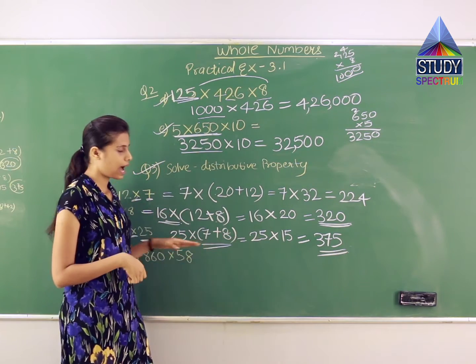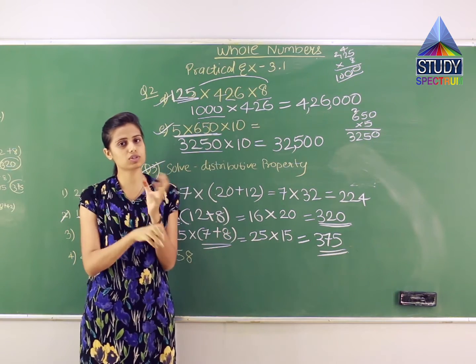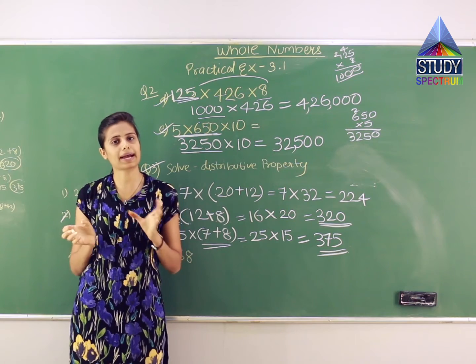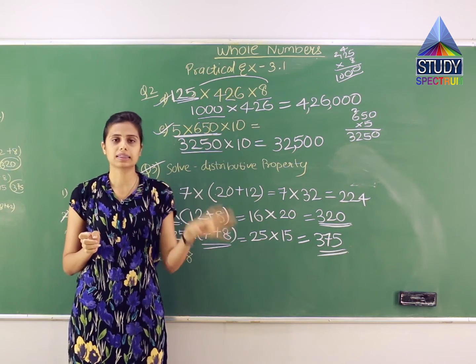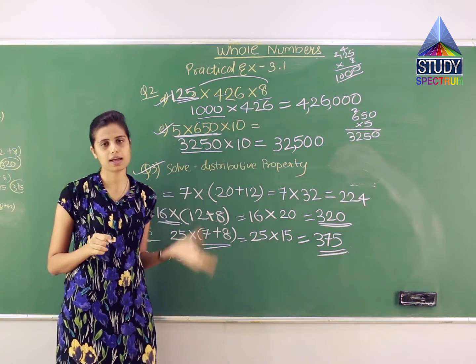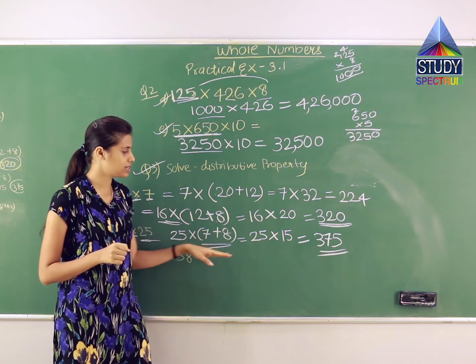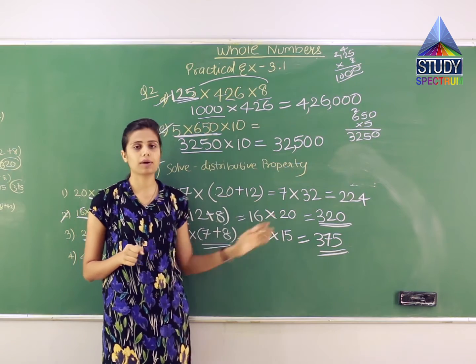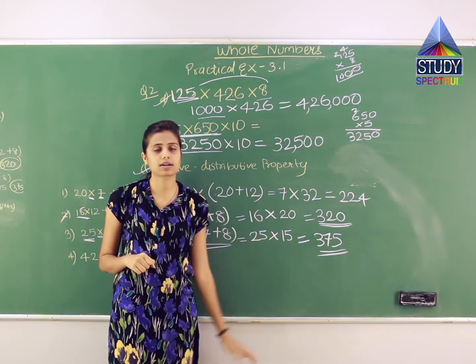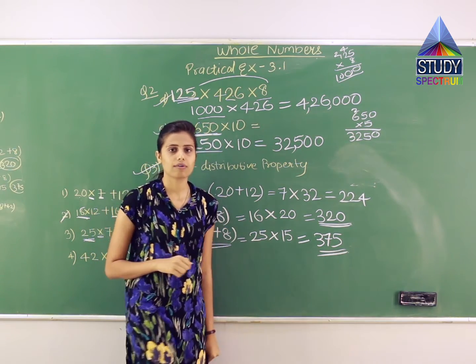What I have done? I have just removed the numbers which are common outside the bracket, and what will be inside the bracket? The remaining numbers with the remaining signs. So it was addition sign and 7 and 8. So I have written this over here. Then I have 25 multiplied by 15. The answer comes to 375.